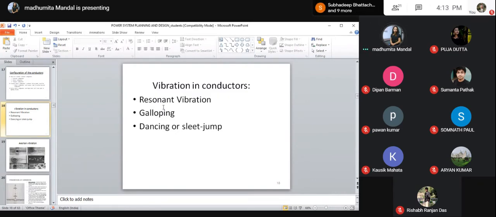So there are three types of vibration. One is Aeolian vibration or resonant vibration. Another one is galloping and dancing or slit jump.